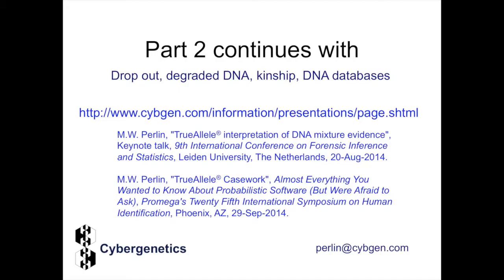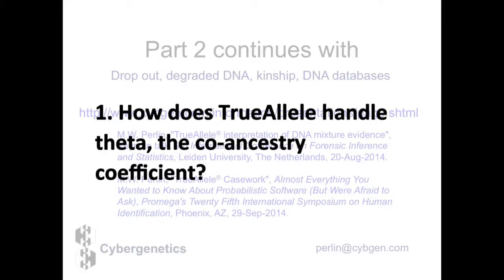Okay, so one question is, how does TrueAllele handle theta, the co-ancestry coefficient? And the answer is, in the math of the likelihood ratio, we can account for theta. It works into the math. It's something that's settable in the user interface. We usually set it to 1%. Other groups might set it to 2% or 0. And all that math has other tacks that you can take that has formulas that do incorporate theta, the degree of relatedness between different individuals.